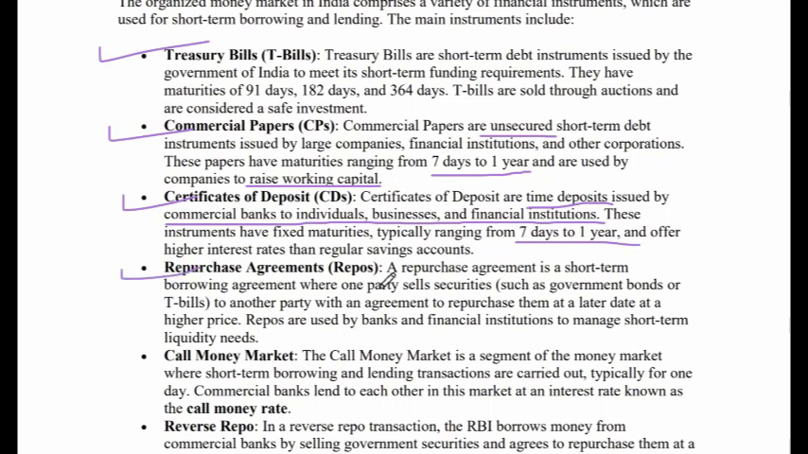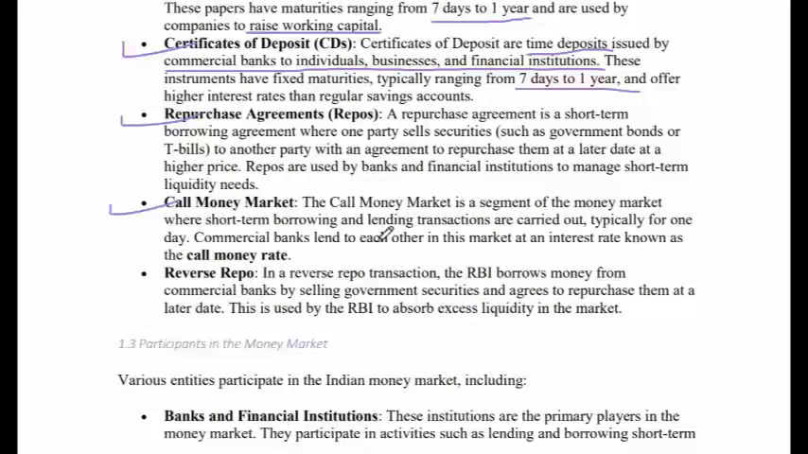Repurchase agreements, repos. A repurchase agreement is a short-term borrowing agreement where one party sells securities such as government bonds or T-bills to another party with an agreement to repurchase them at a later date at a higher price. Repos are used by banks and financial institutions to manage short-term liquidity needs. Call money market. The call money market is a segment of the money market where short-term borrowing and lending transactions are carried out, typically for 1 day. Commercial banks lend to each other in this market at an interest rate known as the call money rate.